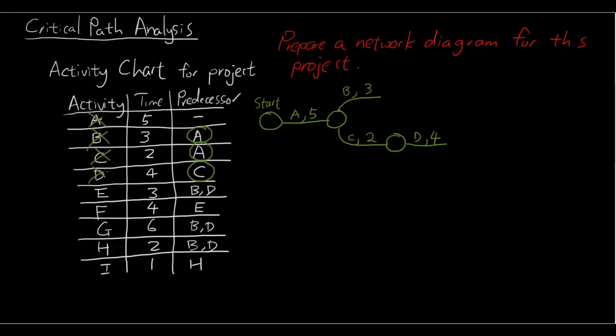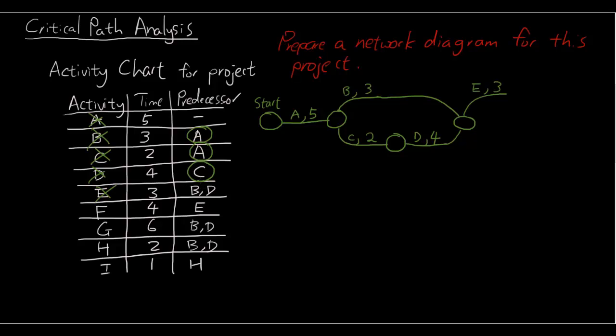Okay, so D is now on our diagram, and you can see that activity E requires both B and D having completed. So what that means is, on our network diagram, we're going to have B and D both joining onto one single node, representing the completion of both B and D. And once B and D are complete, we're going to start on E, which takes 3 minutes.